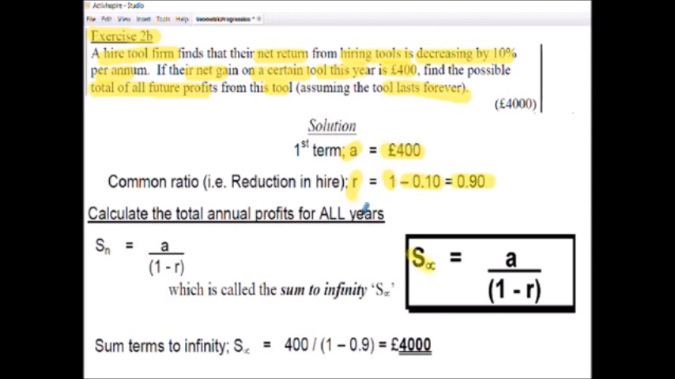My sum to infinity equation is simply the A value divided by 1 minus R. So the A in this case is 400, and then 1 take away 0.9, the answer is £4,000. £4,000 is the maximum possible profit they could make if the tool lasts forever.